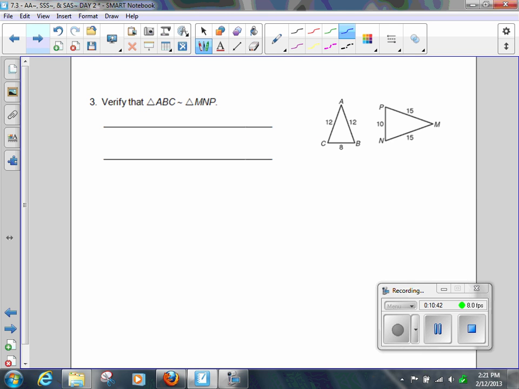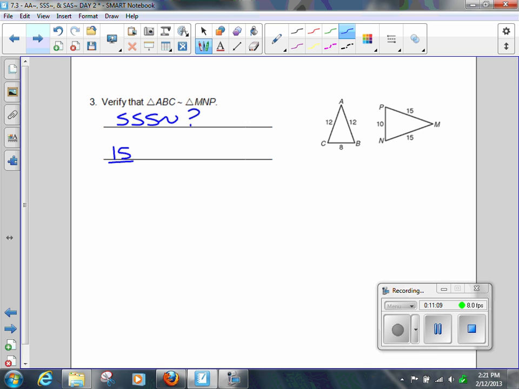I know what you're saying. What about this one? What do you think? Does it appear to be similar by side, side, side? It appears so. So, Cody, what am I going to do to check it? You're right. It appears to be similar by side, side, side similarity. You measure like the 15 and 12.